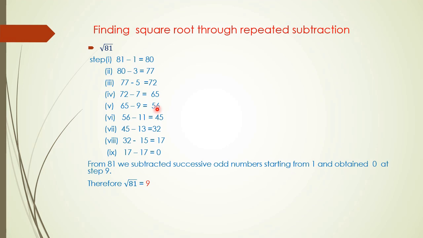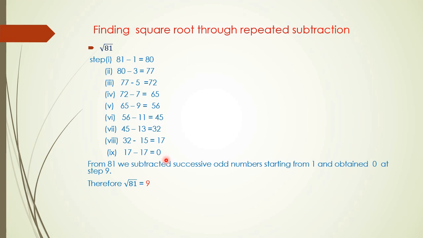Then in the next step you write 56 minus, after 9, which odd number comes? 11. And subtracting, we get 45. In the seventh step write 45 minus 11, after which the next odd number is 13, equal to 32. Then the 8th step starts from 32. 32 minus 13, after which the next odd number is 15, is equal to 17. And then in the 9th step we write this 17 here and minus 15, after which what odd number comes? 17. We get the answer as 0.